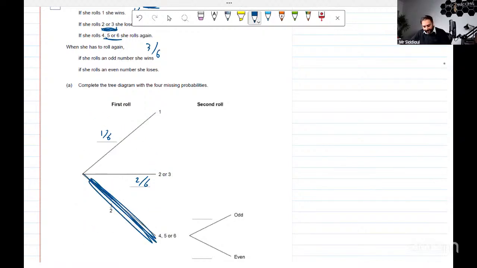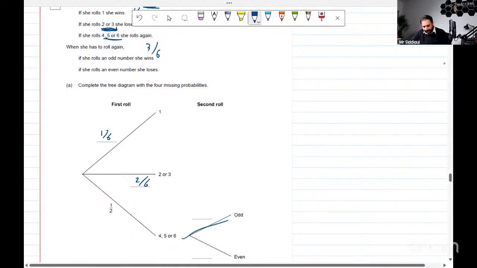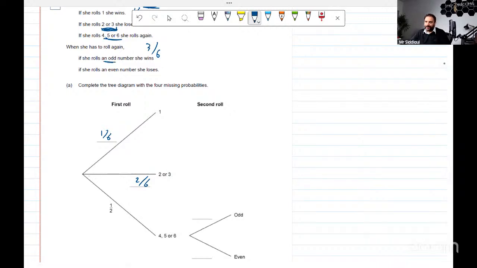So if we roll again, we're here, which means we're going to have 2 more branches coming out. When she has to roll again, if she rolls an odd number, she wins. There are 3 odd numbers on a dice, 1, 3, and 5. If she rolls an even number, she loses. There are 3 even numbers on a dice, so you can put a half. I've just put 3 out of 6, just to make it clear.